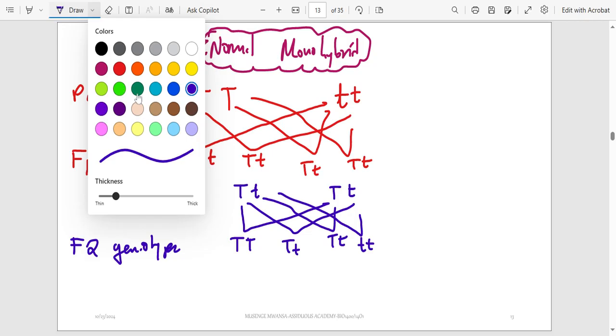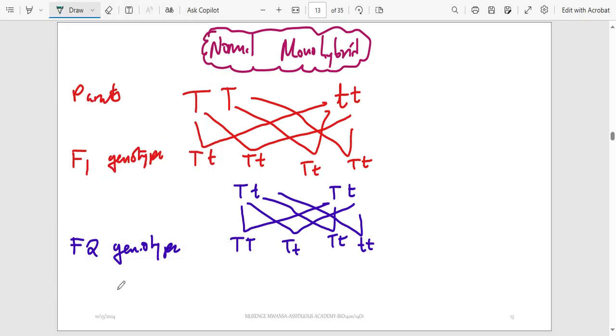So when you look at this genotype, the genotypic ratio, okay, this is important, which is the normal genotypic ratio for a monohybrid. Can you see that we have capital T, capital T, and then capital T, small t. We also have small t, small t. Capital T, capital T, we have only one. Capital T, small t, we have two. And then small t, small t, we have one. So this is the normal genotypic ratio for a monohybrid.